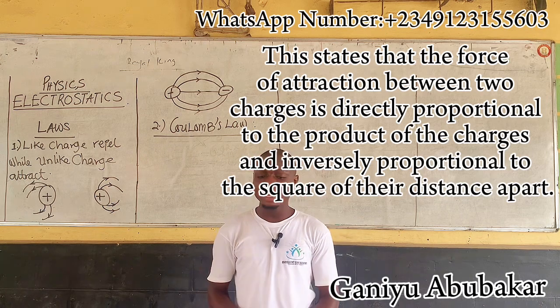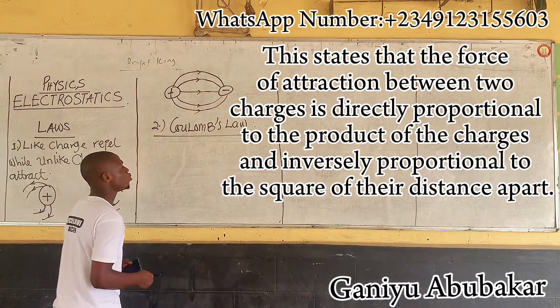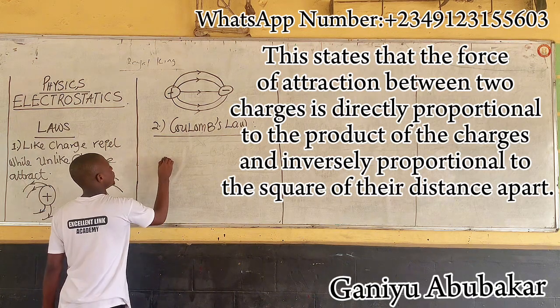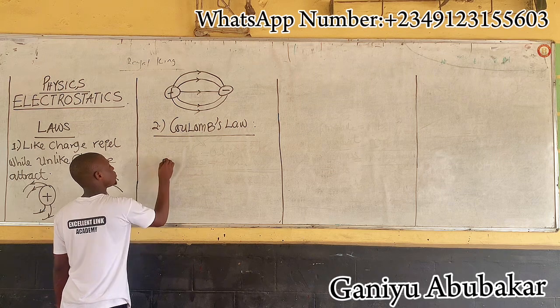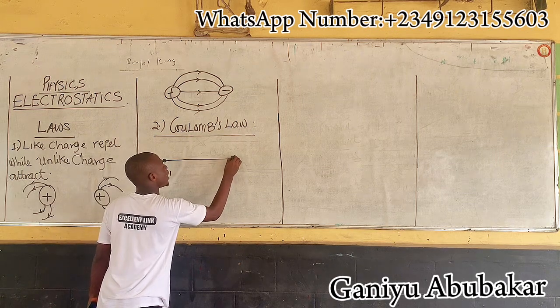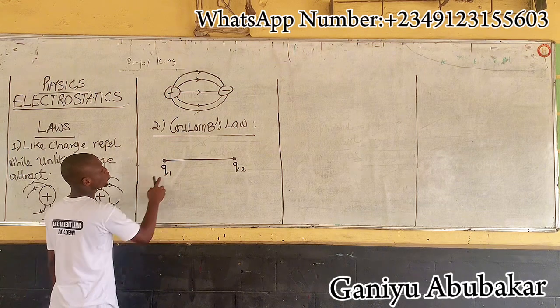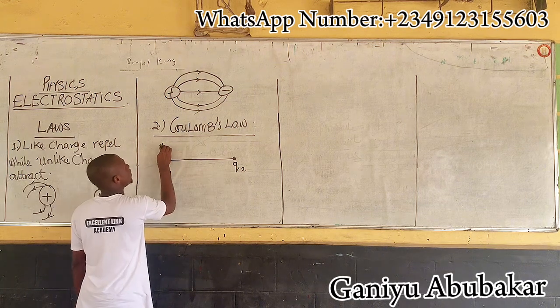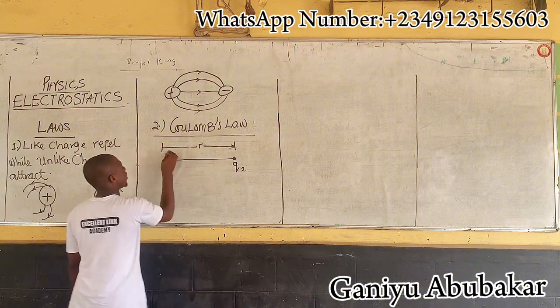So let me just explain the concept behind Coulomb's law. For Coulomb's law, let's say I have charge Q1 and another charge Q2, and these two charges are separated by a distance r, as you can see.